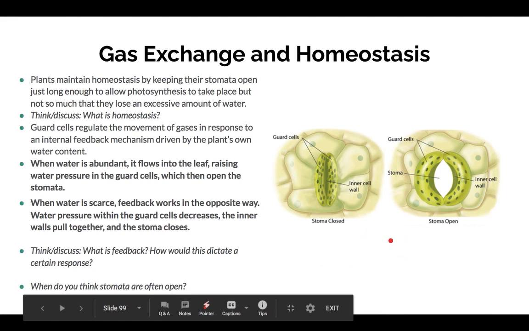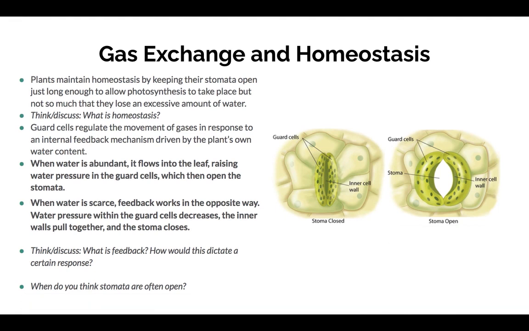Plants maintain homeostasis by keeping their stomata open just long enough to allow for photosynthesis to take place, but not so much that they lose an excessive amount of water. So think to yourself, what is homeostasis? We've probably heard that word before, but recall if you can. Homeostasis is the relatively constant physical and chemical conditions that organisms maintain.